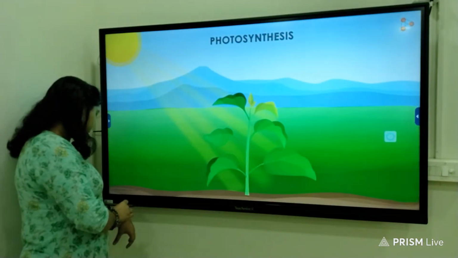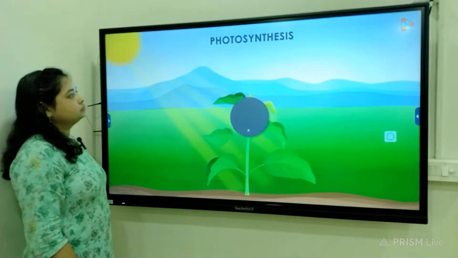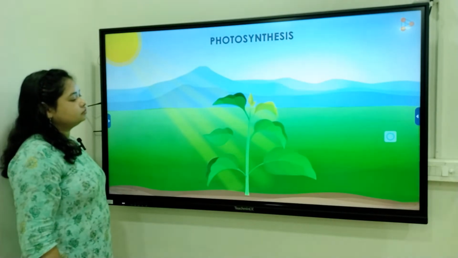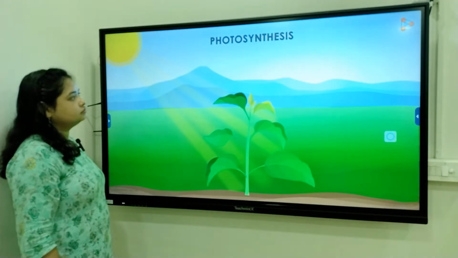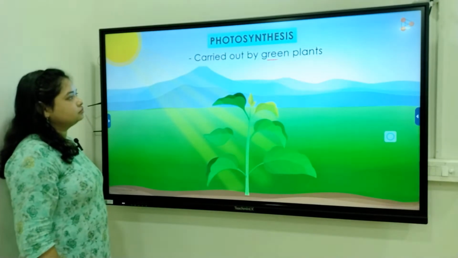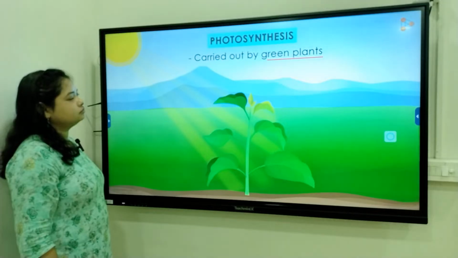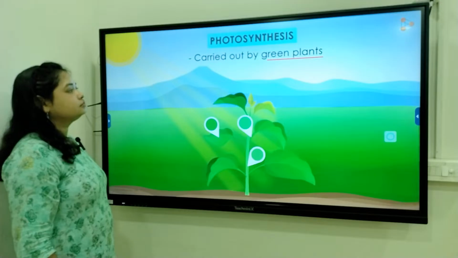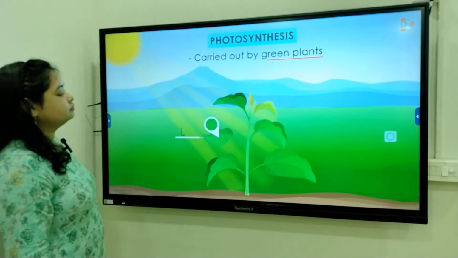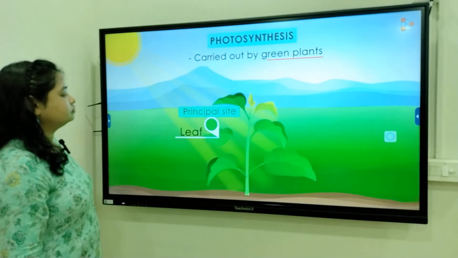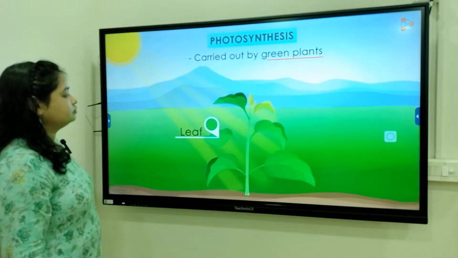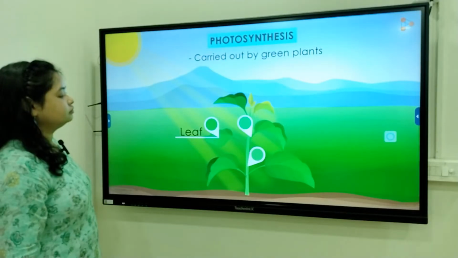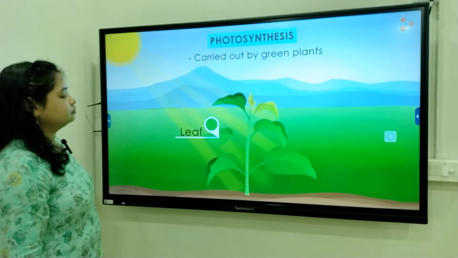Now getting back to green plants, can you tell me where exactly does this process occur in the plant body? Let me give you a hint. We say that photosynthesis is carried out by the green plants. So, is it true the green parts of the plant are necessary for photosynthesis? Yes, you're on the right track. That means the leaves are the principal sites of photosynthesis. Along with these, other green parts of the plants also carry out photosynthesis, although not as efficiently.